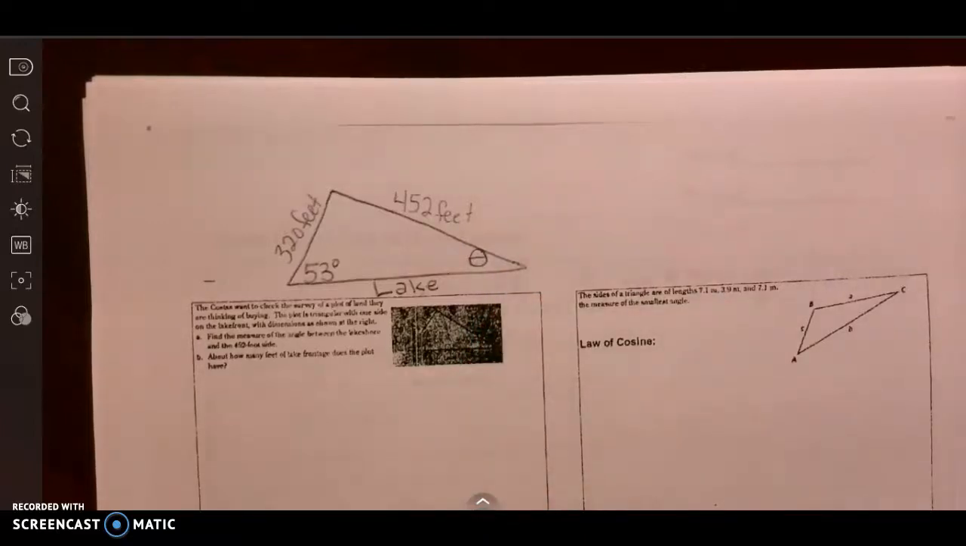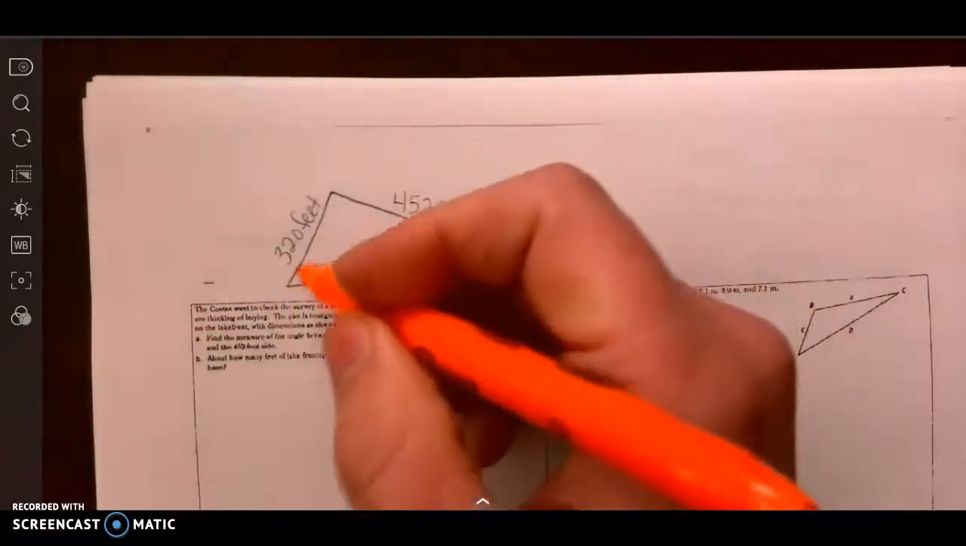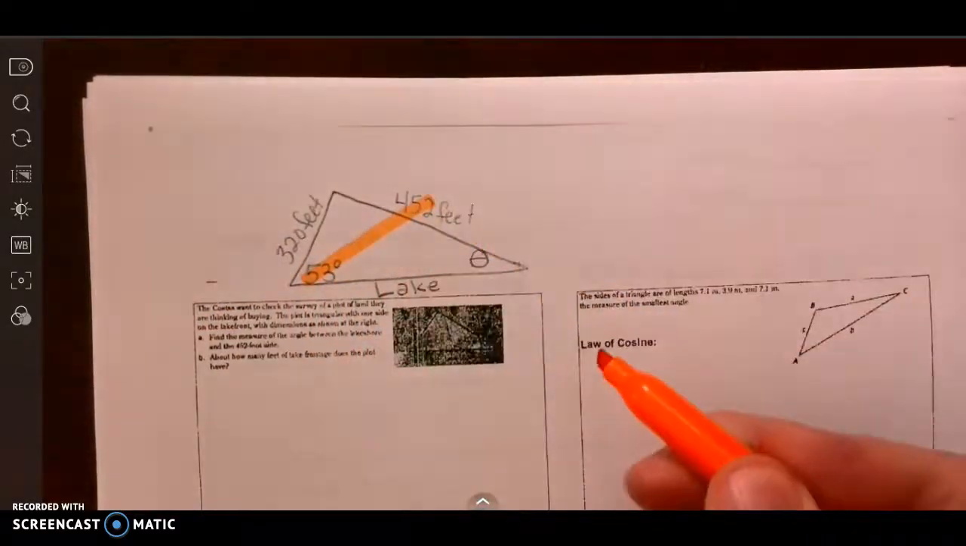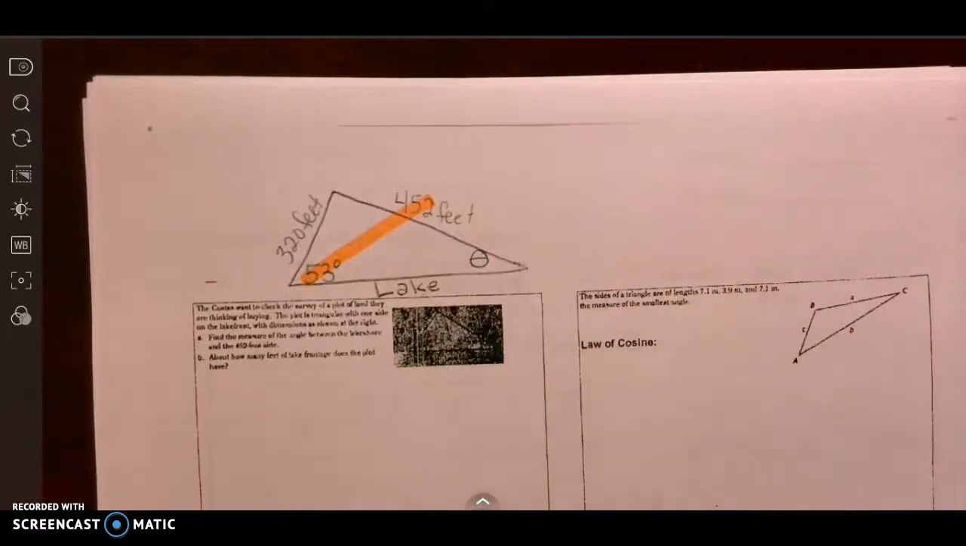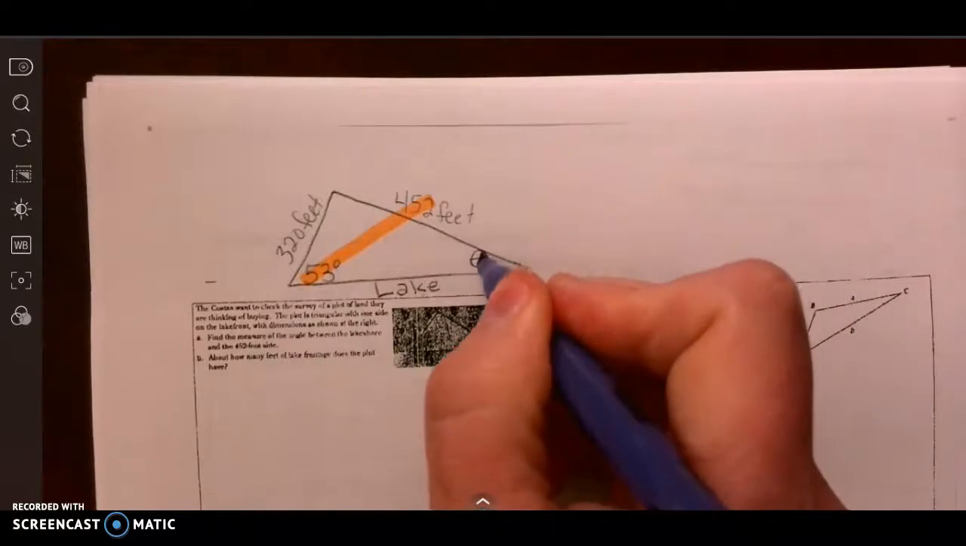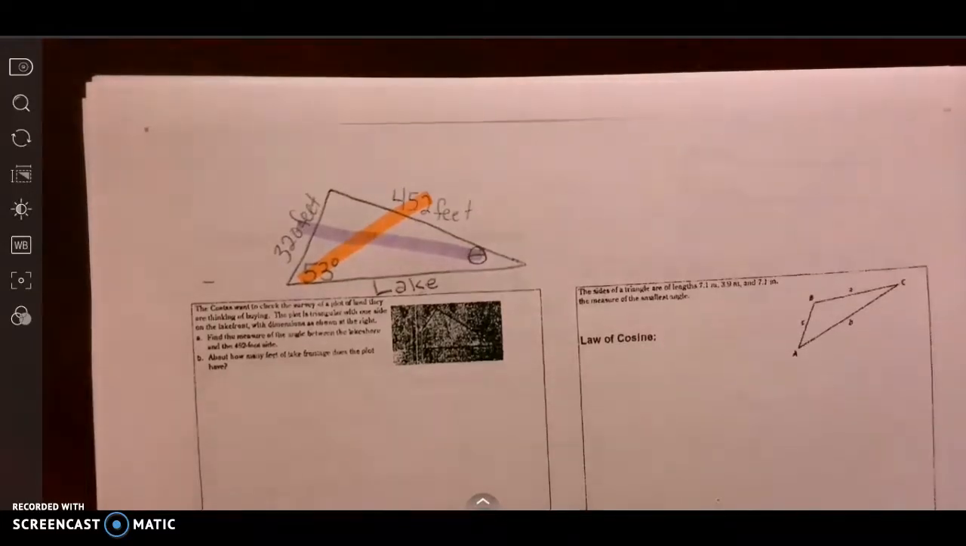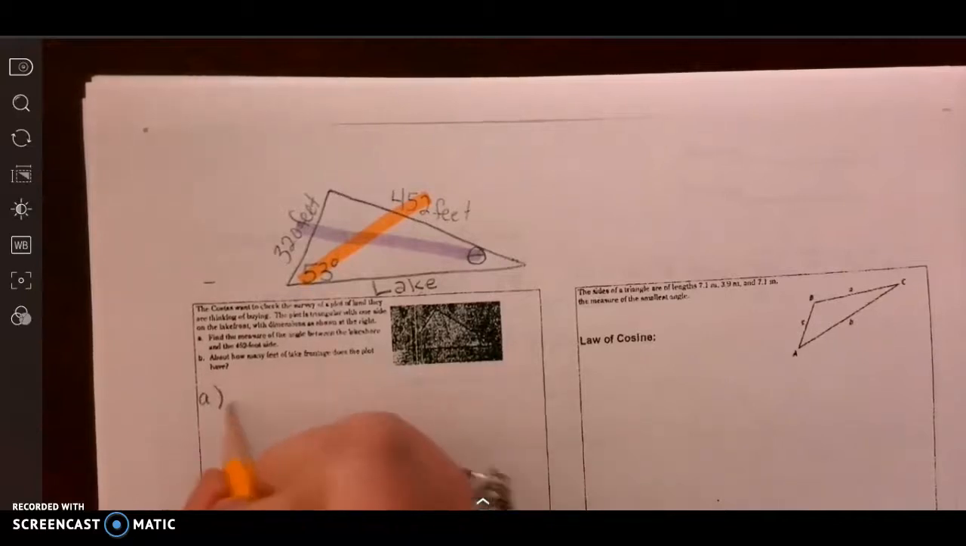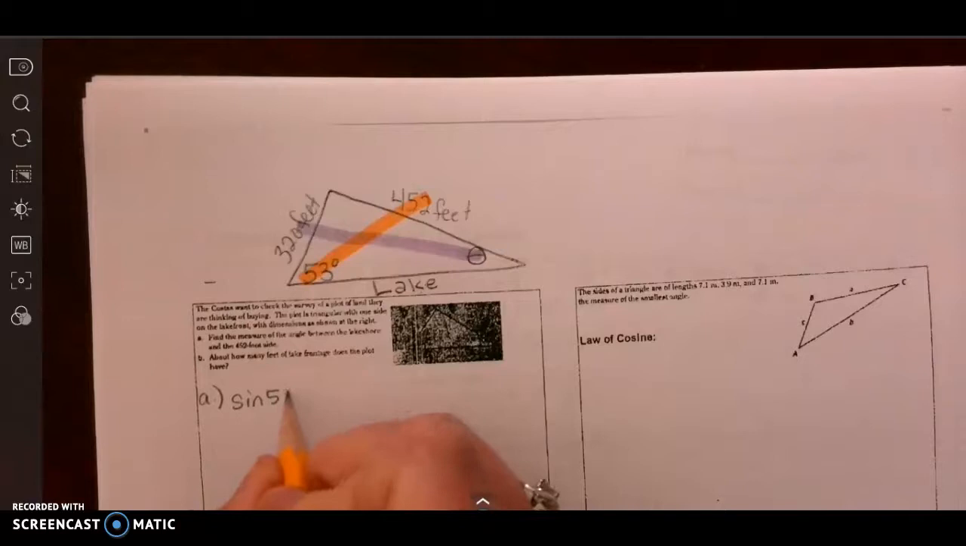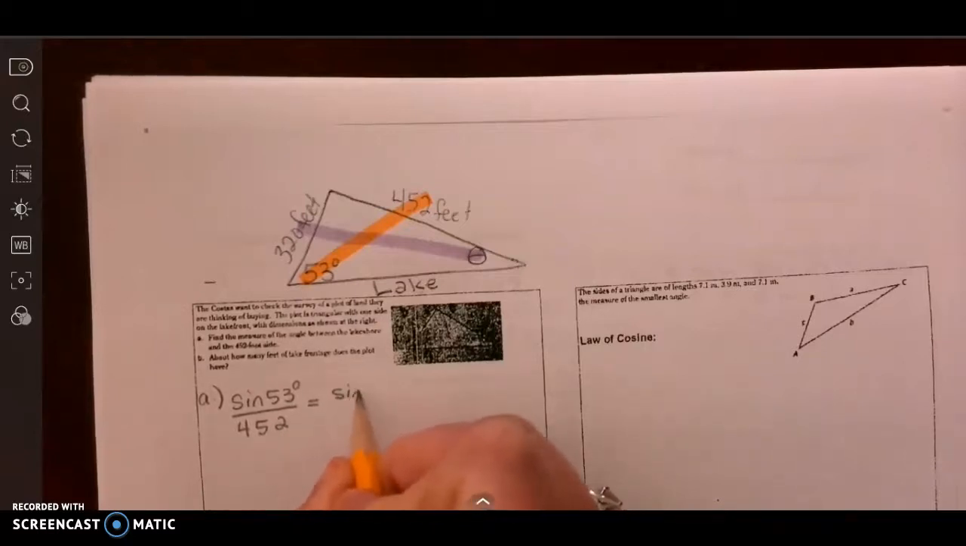So I'm going to look and see what I know. I know the 53 degree angle and the side across from it. And I want to find this angle here that's across from the 320 foot side. So I can use law of sine. So this is for letter A, sine of 53 degrees divided by 452 is equal to the sine of theta divided by 320 feet.